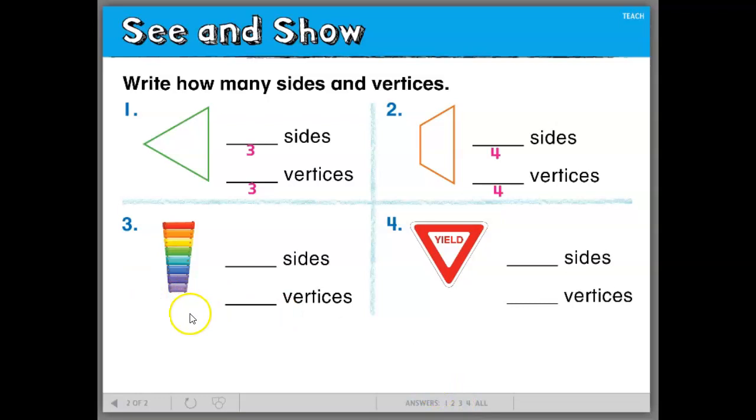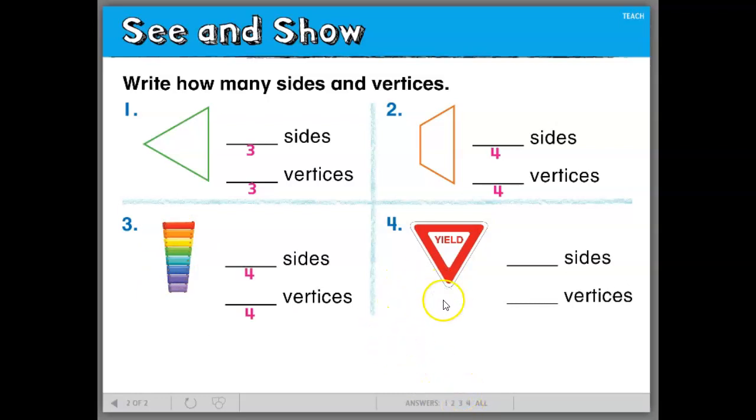What shape do you see here? This is a xylophone, but what shape is it? It is a trapezoid. I can tell it's a trapezoid because it has how many sides? 4 sides. And does it have one set of sides that are the same length? Yes, so this side and this side are the same length, but this one and this one are not. So it has one set of sides that are the same. That's how I know it's a trapezoid. How many vertices does it have? 1, 2, 3, 4. So 4 and 4 again.